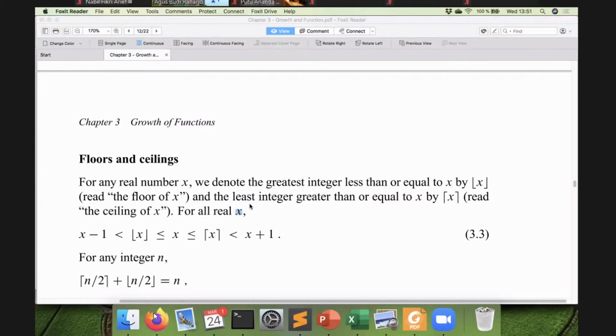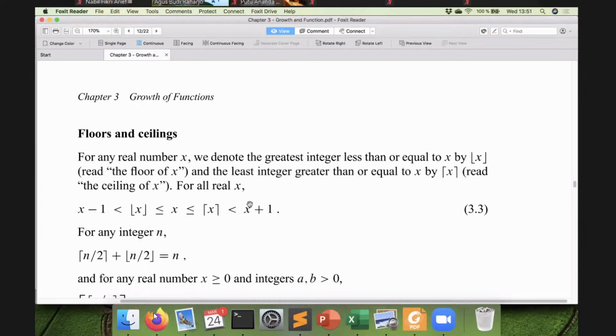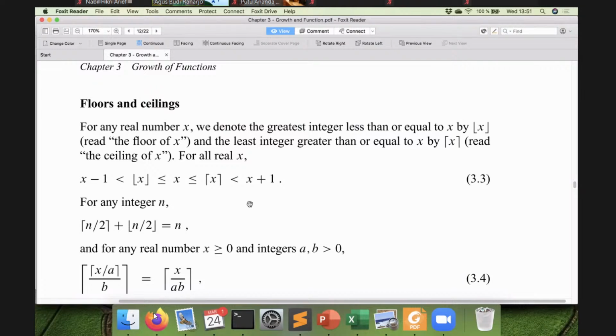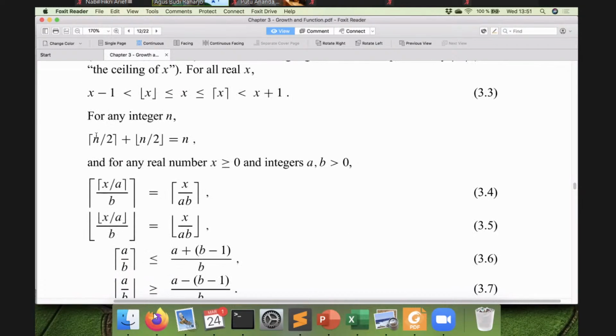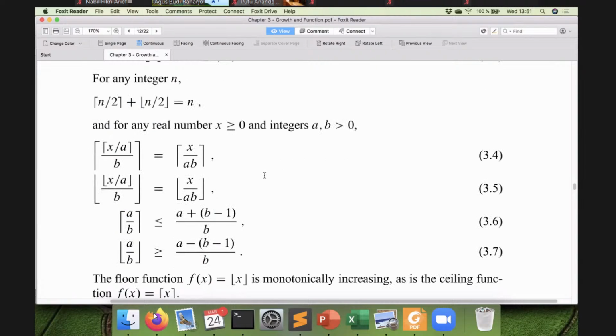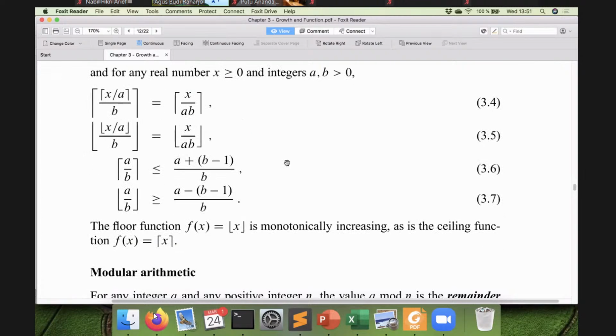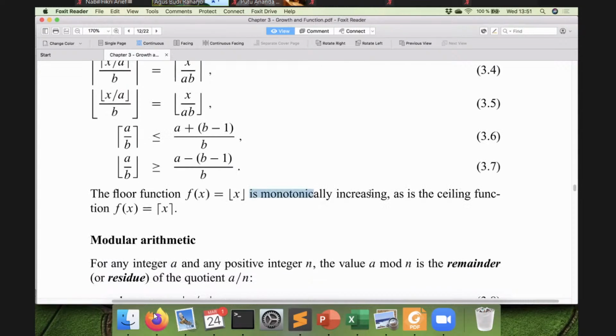I think it's more interesting if we have a case study because we'll be more active. For any integer n, this one is the example. Another example, in the real number with the floor and ceiling, it's monotonically increasing, as is the ceiling function.